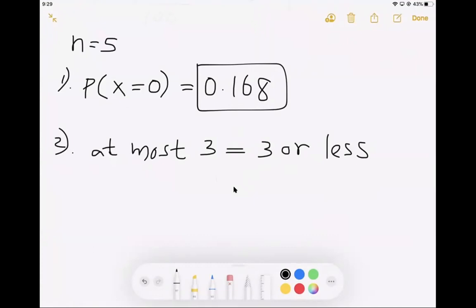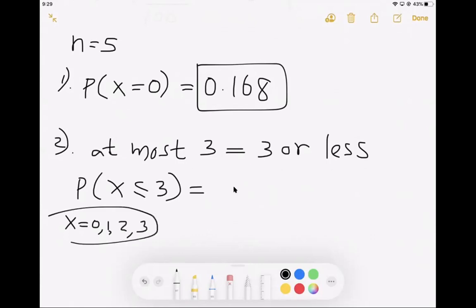Then you have to find what is the probability that at most 3 of them have a part-time job. So you have to find this probability. 3 or less means 3 or less. So what are the corresponding x values? X can be 0, 1, 2, 3. Remember, I told you if it's inequality, you have to find the corresponding x values. Now you can write separately.